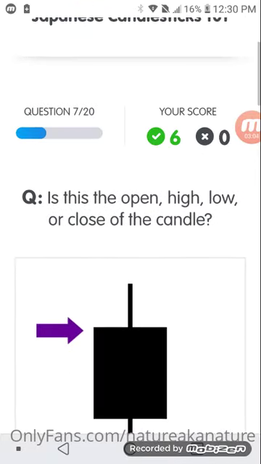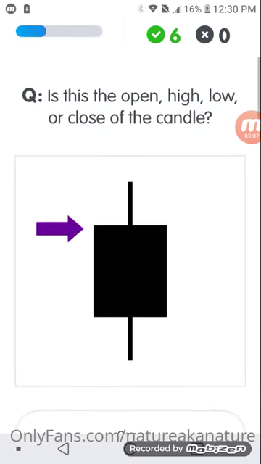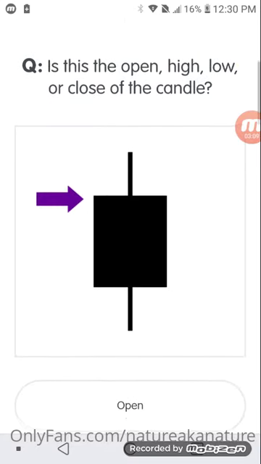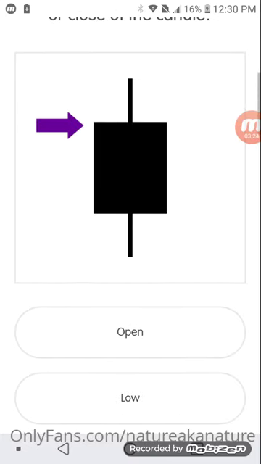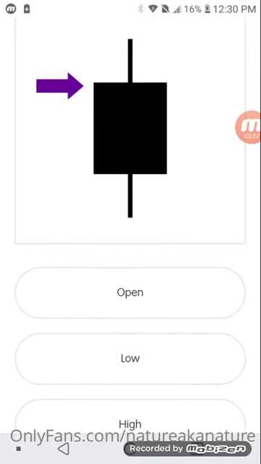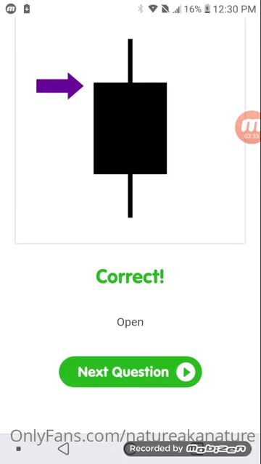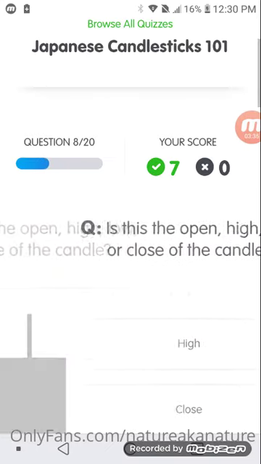Is this the opening, the high, the low, or the close of the candlestick? Just like the previous one was the close because it was white, this one is black. Since it's black, it's going to open at the top near the resistance and shoot down to the bottom near the support. So this is the opening because it's black. Correct.